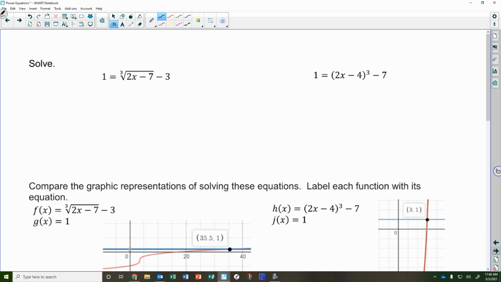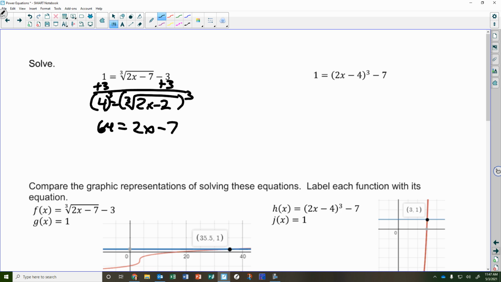Now let's talk about cubic. So we go to solve these. Again, get rid of everything outside the cubic root, so add 3 to both sides. And now, to get rid of a cubic root, I got to cube both sides. Well, 4 cubed is 64. I'm left with 2x minus 7. That's a horrible 7, by the way. Here we go.